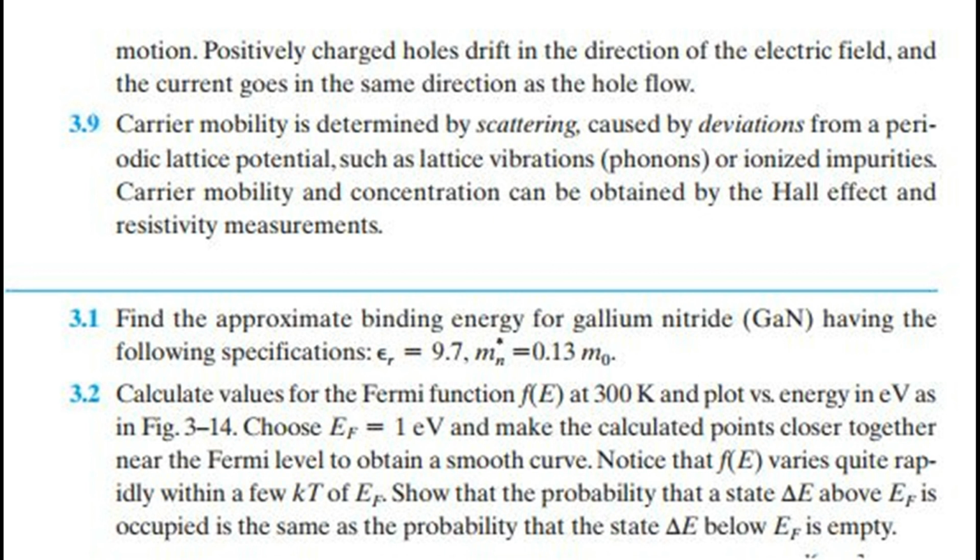Positively charged holes drift in the direction of the electric field, and the current goes in the same direction as the hole flow. 3.9 Carrier mobility is determined by scattering, caused by deviations from a periodic lattice potential, such as lattice vibrations, phonons, or ionized impurities. Carrier mobility and concentration can be obtained by the Hall effect and resistivity measurements.